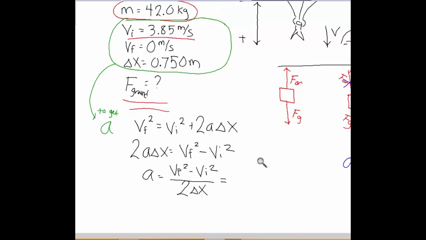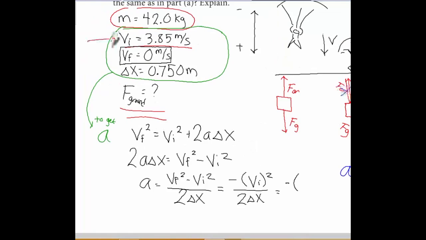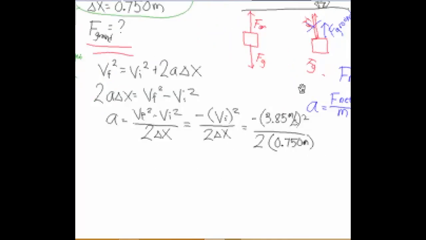In fact, I can even simplify it because I know my VF, the final velocity, is 0 meters per second. So why keep that in the equation? Let's simplify it to minus VI squared, the initial velocity squared, divided by 2 times displacement, and that's going to give me my acceleration. So I can plug in the variables I know. I know my VI is 3.85 meters per second. I'm keeping that positive because I already set down as being positive in my strange world. And I'm going to divide by 2 times 0.750 meters, which I can keep positive as well. That's my displacement.